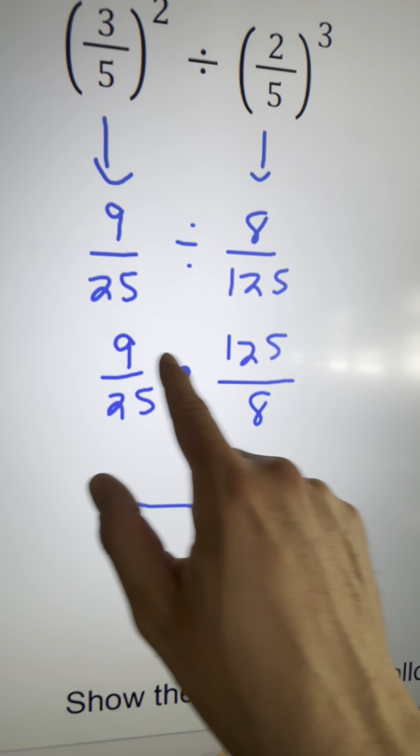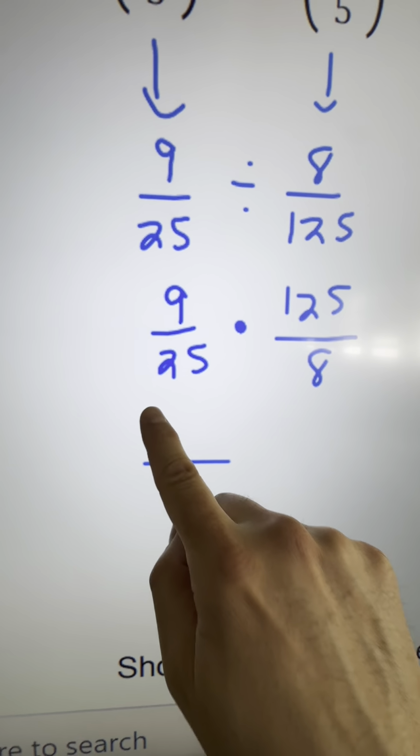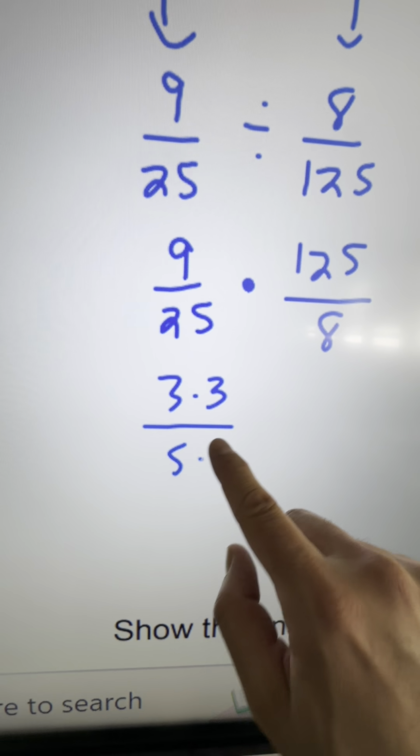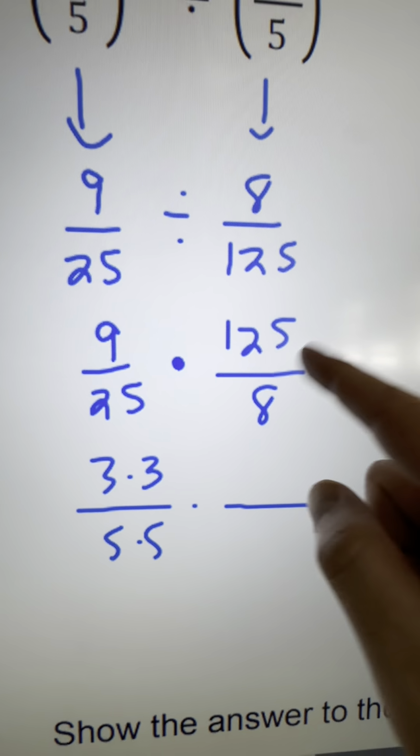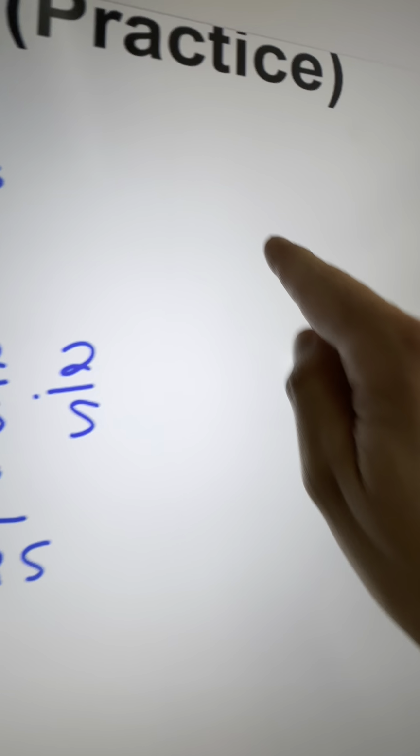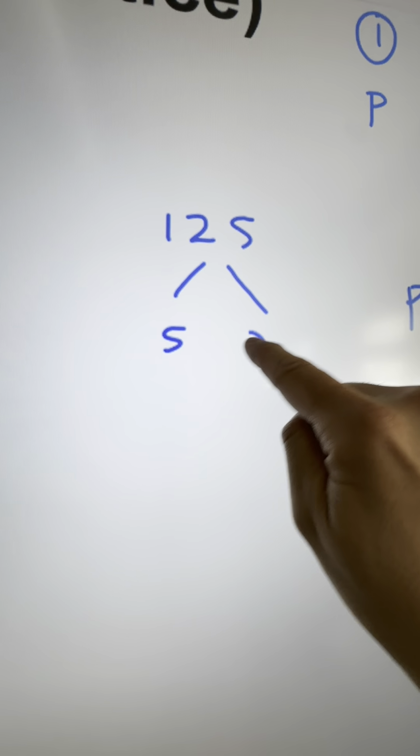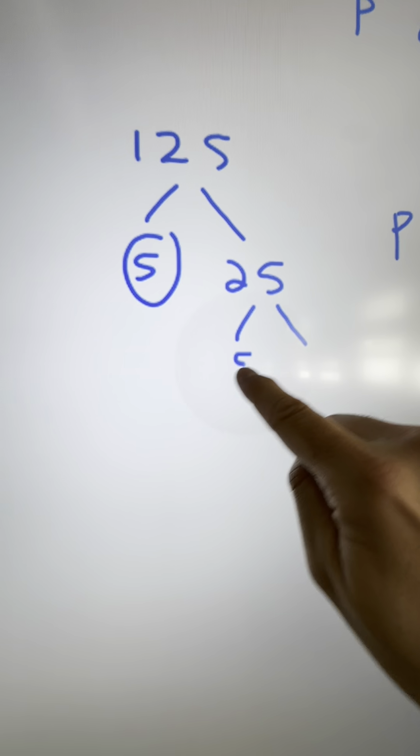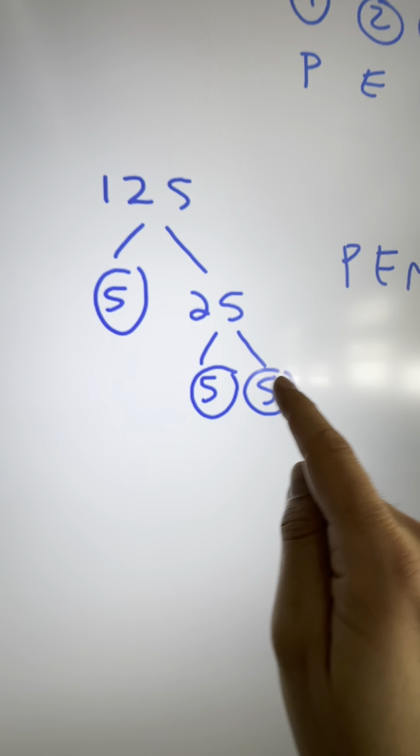So I need to do the prime factorization for each of these values. The 9, I already know it's going to be 3 times 3. That's the prime factorization. 25 is 5 times 5. And then this one, if you don't know how to do the prime factorization, like I said, you can do the work on the side. I know that's going to be 5 times 25. This is prime, this is not, so I'll break this apart, and that's 5 times 5. So I know that 125 is the same as 5 times 5 times 5.